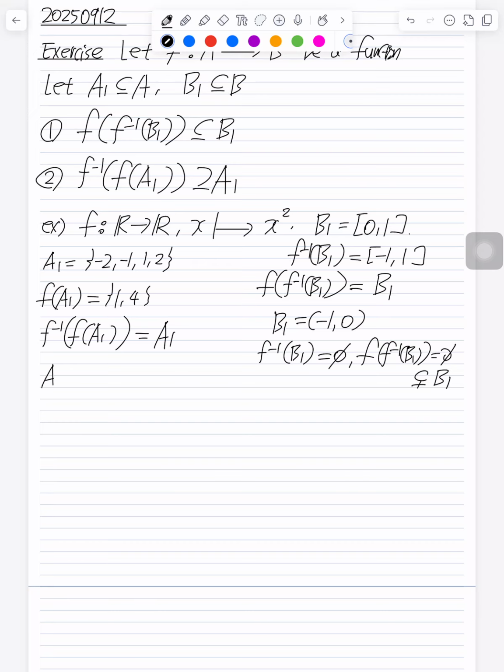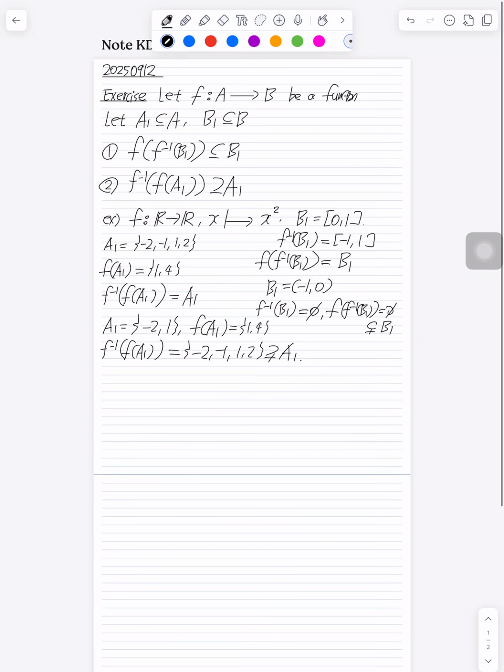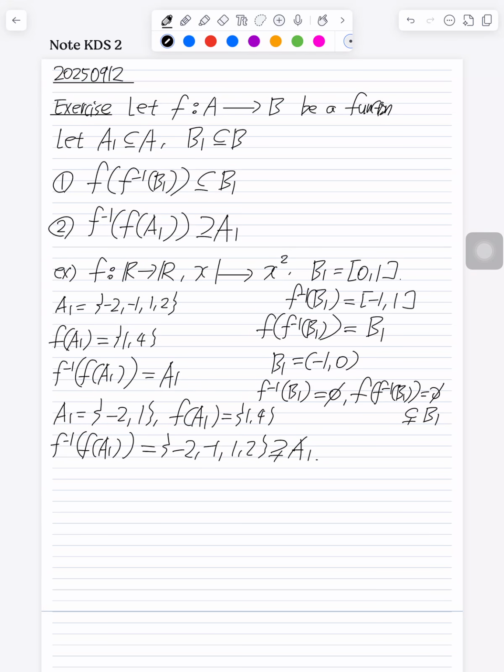However, if we take A1 to consist of -2 and 1, then the corresponding image should be 1 and 4. And the inverse image of it would be what? This becomes -2, -1, 1 and 2, so that this strictly includes the chosen subcollection. So to summarize, we can state the fundamental containments as those two inclusions in this exercise, and try to prove this by yourself. This is an important property.